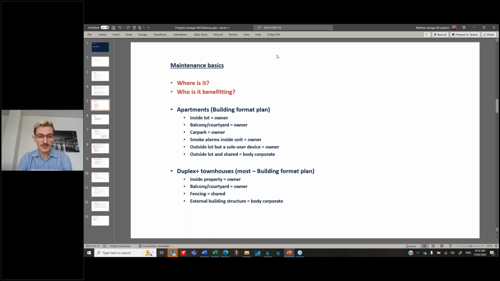And then this might be logical, but anything that's outside the lot and is shared, that's generally a body corporate responsibility. So if there's one hot water system that provides a service to all of the units, then that's a shared service, and the body corporate would generally maintain that.